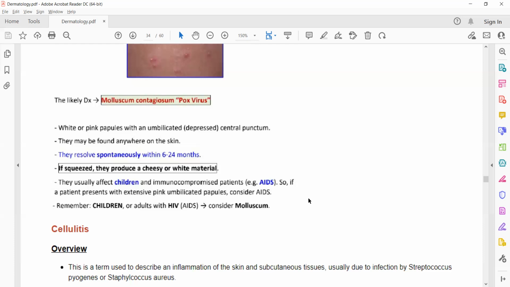So we are done with the viral infection of the skin. I hope it's clear to everyone. If there's any confusion or any question, then you people can ask.